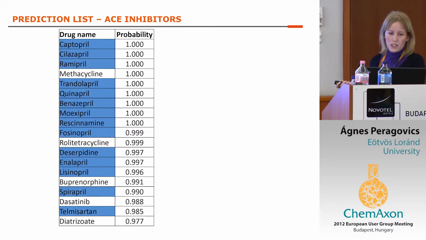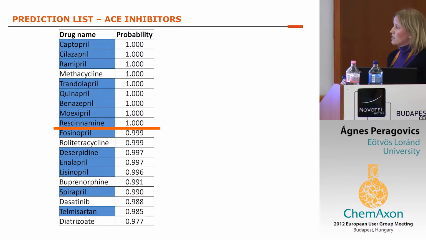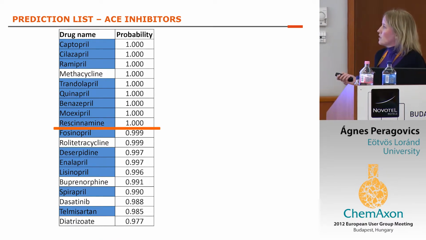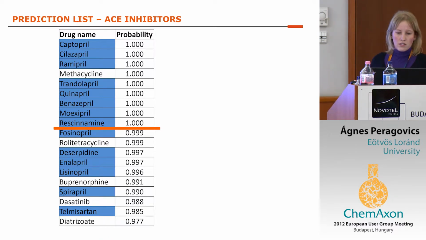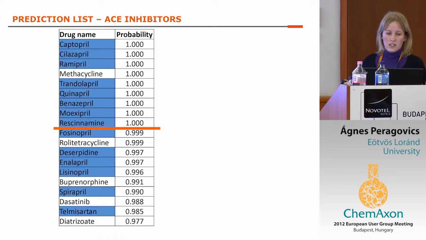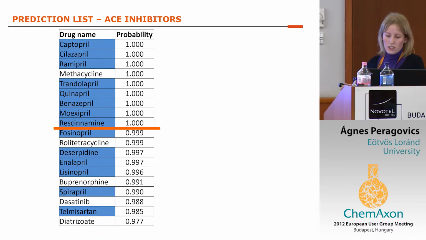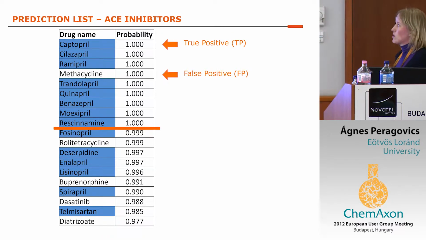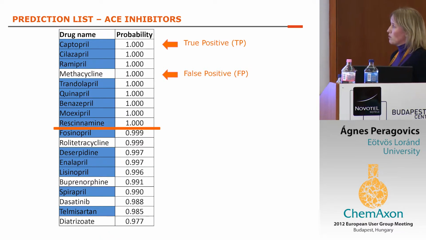What we can do here is define a cutoff value, like for example this one, and we can consider the molecules having greater probability than this actual cutoff value as positives, so having the investigated effect. And the positives can also be divided into true positives and false positives.